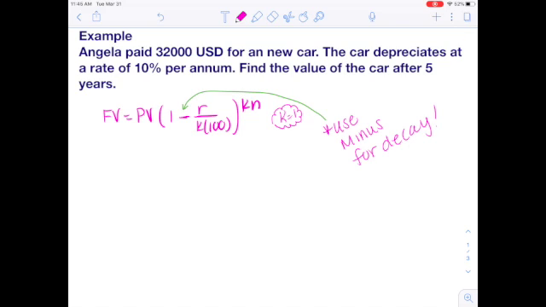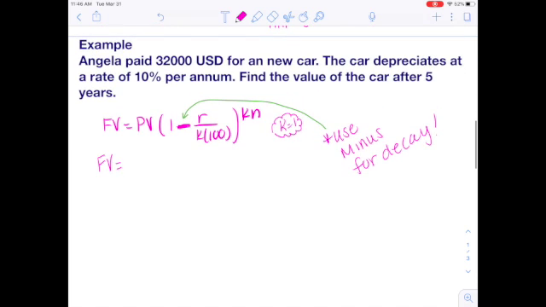So here's our formula. We're again going to use K equal to 1 because the interest rate is not compounding any more than one time per year. So this one, you need to use a minus for the decay in your formula to make your final value less than your present value. You have to put a negative sign so that it goes 100% minus the rate.